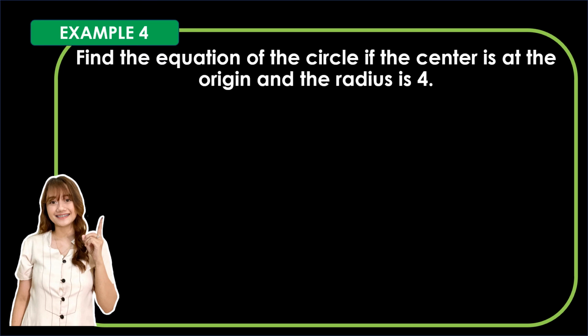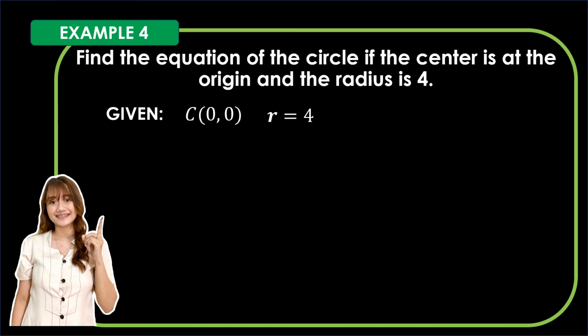Find the equation of the circle if the center is at the origin and the radius is 4. Now in this problem, it asks for the equation of the circle given our center is at the origin. Observe that our center is at the origin. And we know that if the center is at the origin, its coordinates are 0, 0. So, our center is at 0, 0. And also, given is our radius, which is equal to 4.